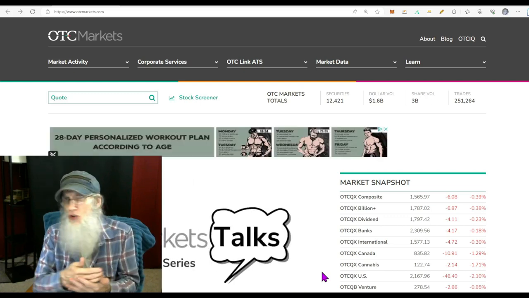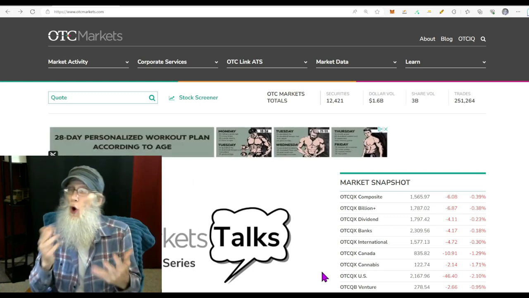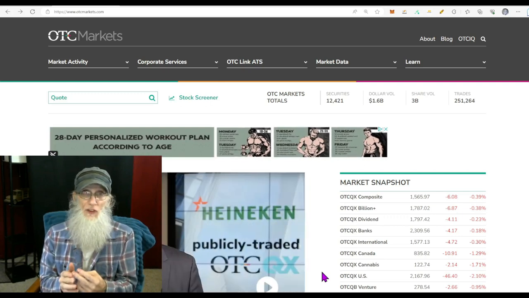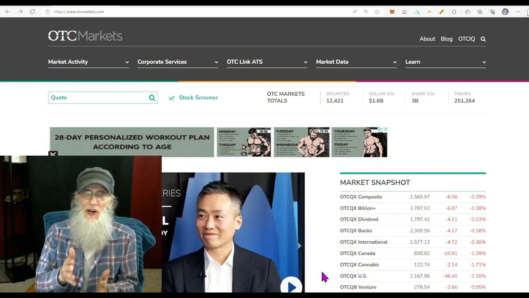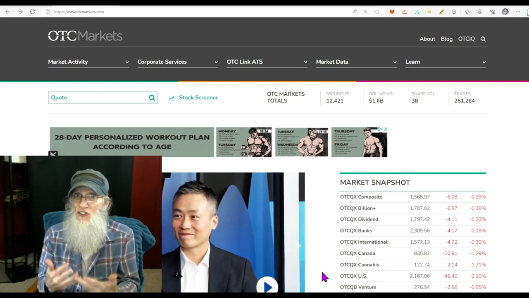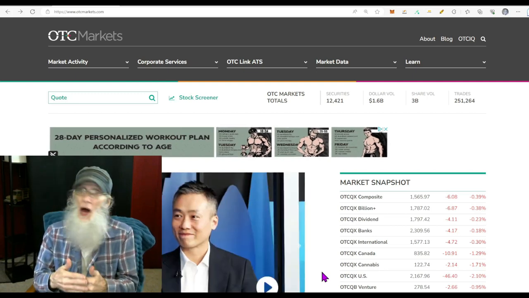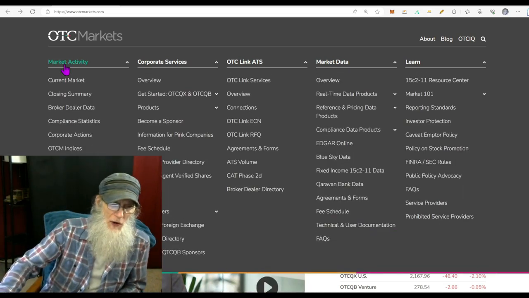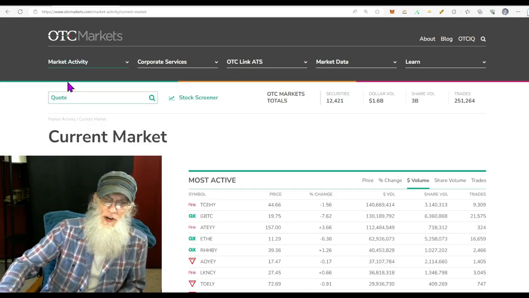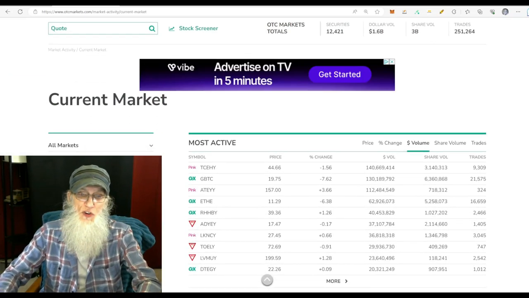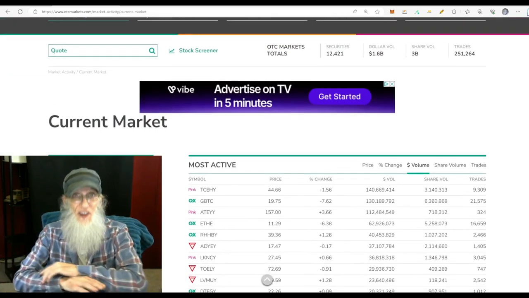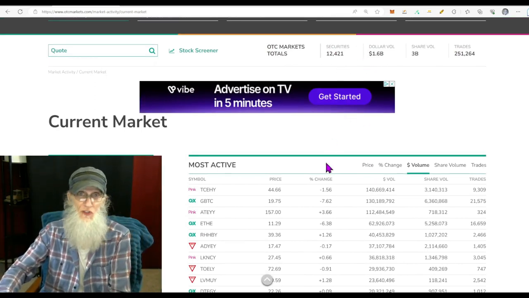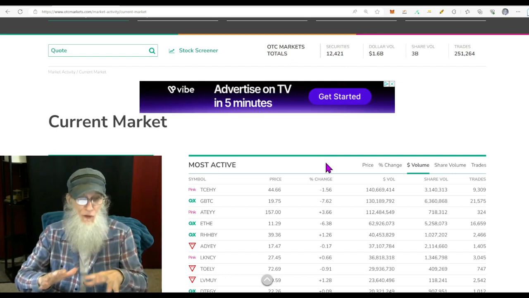You might see a huge spike in volume and think, whoa, this thing's taken off. But there were only two people that made large buys, and there isn't anything else happening. You get into that and you're stuck because there isn't a crowd trading that stock. I want to see how many trades. You come over here to market activity, click current market. This will bring you to a page showing you the most active stocks across the entire OTC market, all 12,421 stocks, and it boils it all down for you.